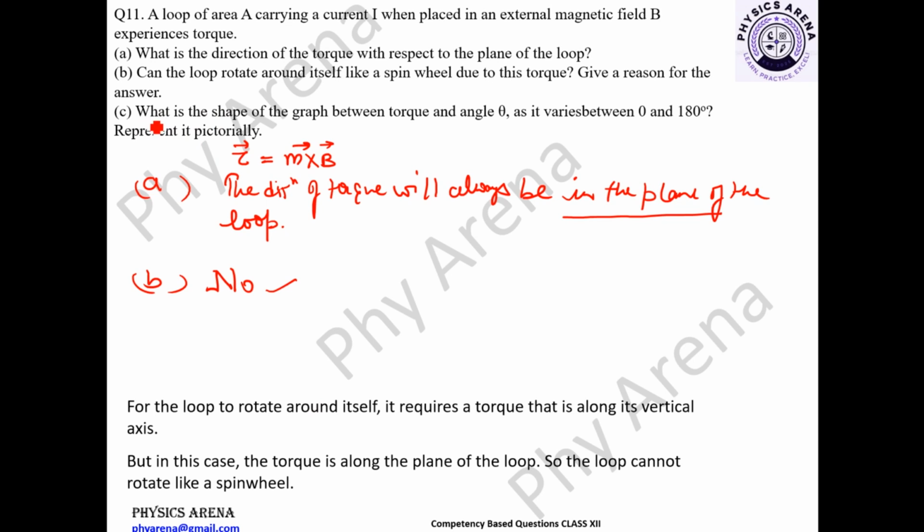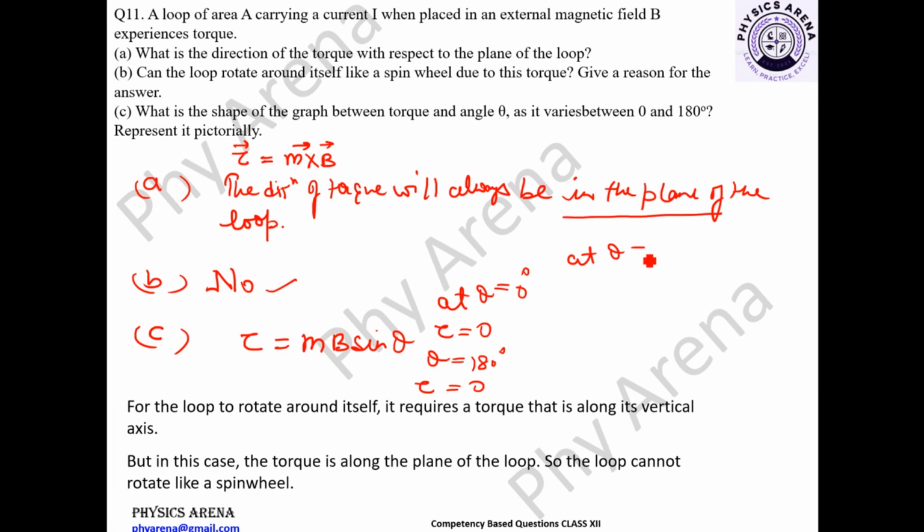Now, let's take part C. What is the shape of the graph between torque and theta when theta varies between 0 to 180 degrees? So we know torque tau, magnitude wise, is MB sin theta. At theta equal to 0, tau is equal to 0, and at theta equal to 180 degrees, again tau is equal to 0. At theta equal to 90, torque is maximum. Sin 90 is 1, so torque will be MB only in that case, and it will be maximum.